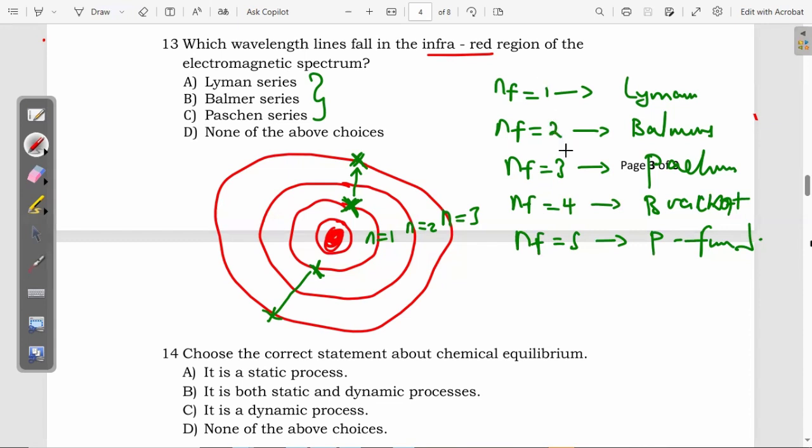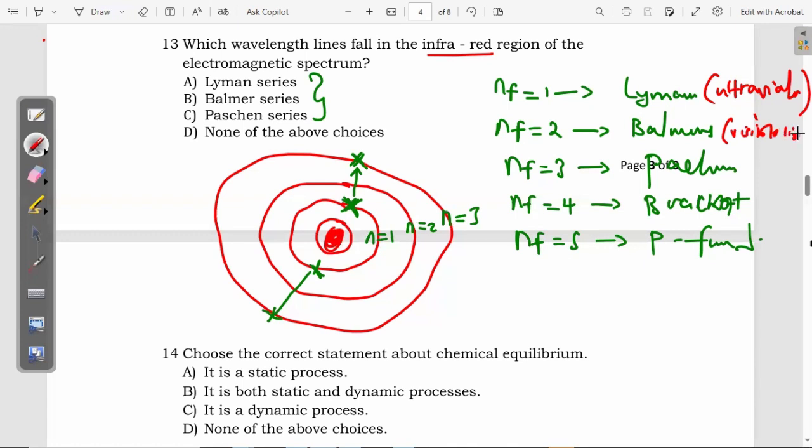So now, depending on where it ends, it will tell you the type of electromagnetic radiation that it has. If it ends in n equals 1, then the type of radiation that we have here will be ultraviolet radiation. When you're dealing with the Lyman series, the radiation there is ultraviolet. And when you're dealing with the Balmer series, the radiation there is visible light.